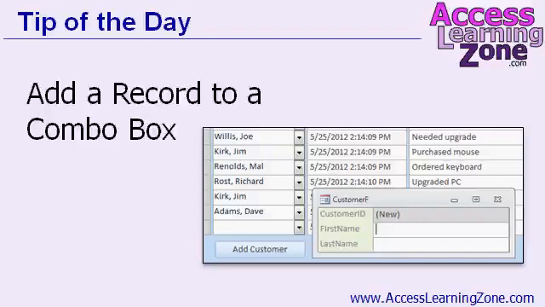In today's tip, I'm going to show you how to add a new record to a combo box by clicking a button, typing in the value, and then it will automatically show up in the combo box for your users.